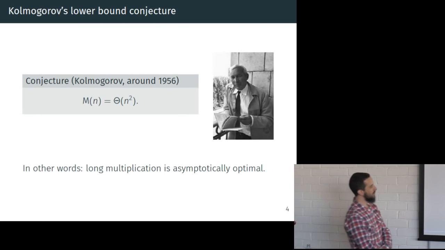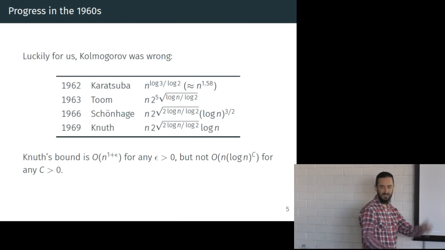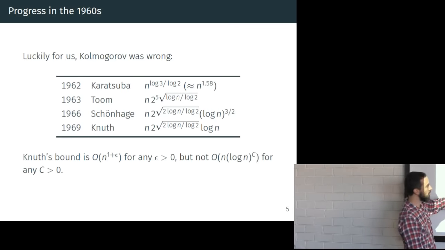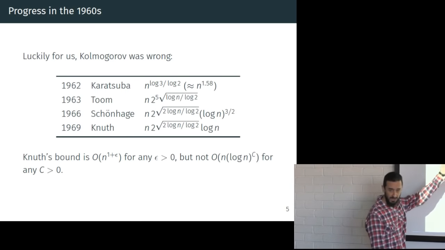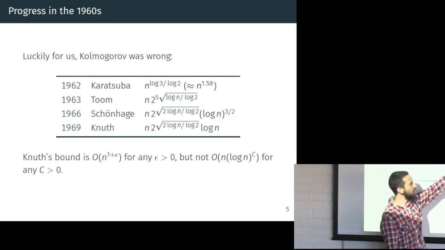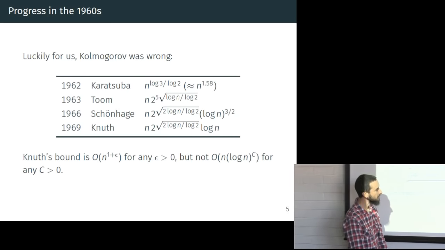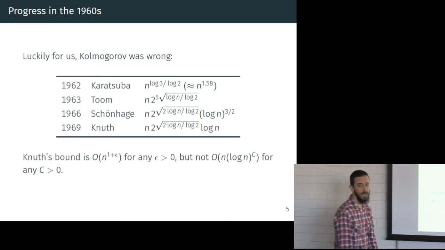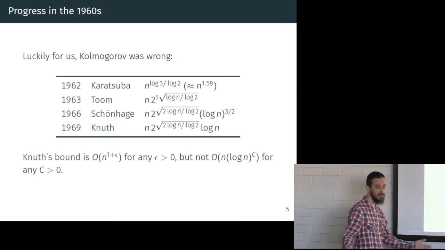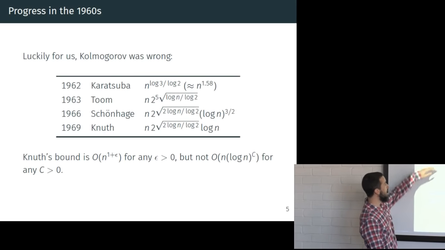So he was wrong, which is great for me, because just about everything I've ever worked on relies on the fact that you can multiply faster than quadratic time. So of course, Karatsuba in 1962, just a few years after Kolmogorov had proposed his conjecture, gave a subquadratic bound, so around n to the 1.58. It's a very, very cute algorithm, and chances are someone's phone in this room is using Karatsuba as we speak. Very commonly used algorithm.